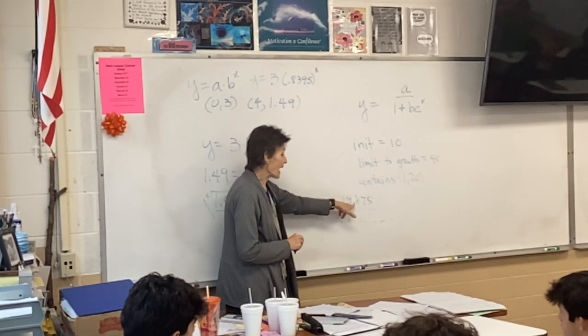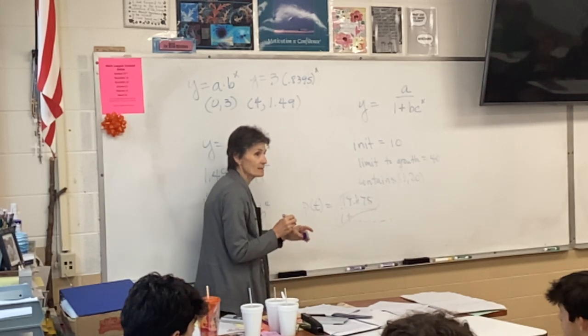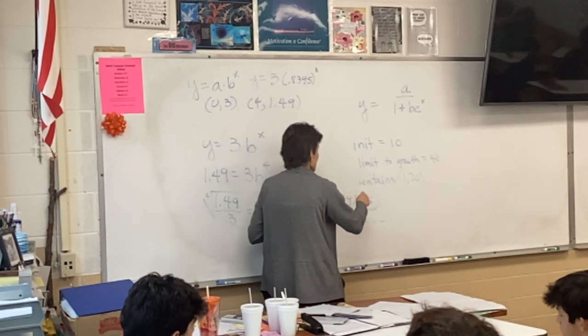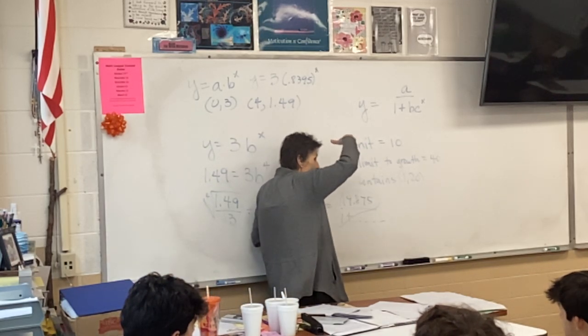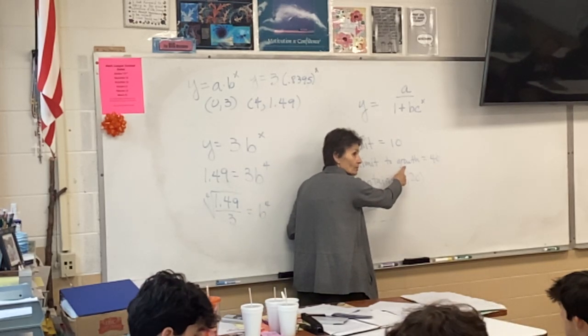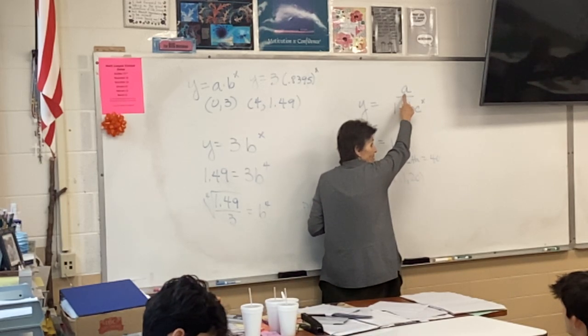100.875. It was that number, wasn't it? Isn't this where I get my top asymptote? So, if that's my top asymptote of my logistic function, that's the limit to growth. So that tells me that that number right there is 40.